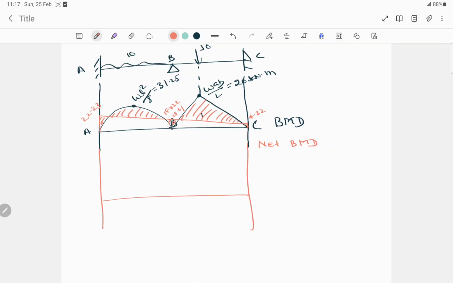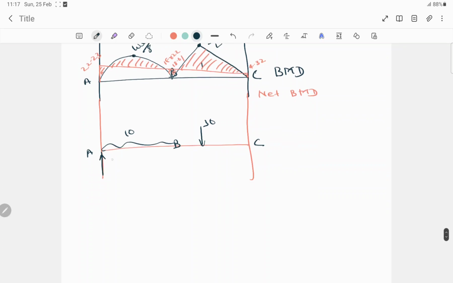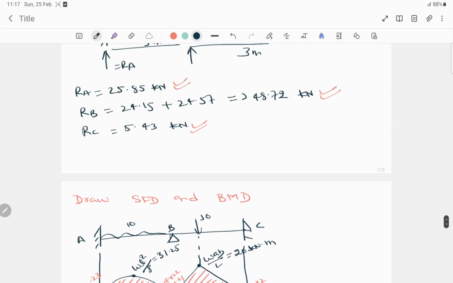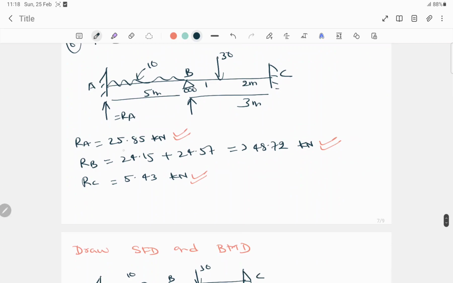Now we have to draw the shear force diagram also, and drawing the shear force diagram is very easy. So now see, we have a value here. Again I'll draw this one. A, B and C, UDL and point load, right? 30, 10. So now we have all the final values for A, B and C. See, these are the values RA, RB and RC, right?